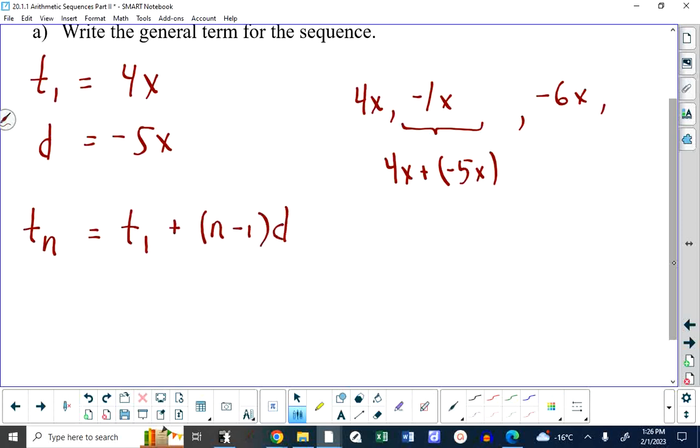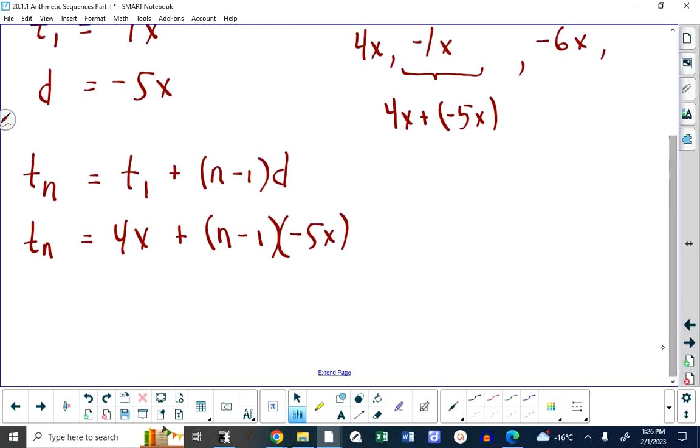Let's load in the parameters that are right here. Now there's a slight difference here. The parameters aren't numbers anymore, but they're still parameters. So I'm going to put in for t1 4x, and for the common difference, negative 5x. Notice that I put that negative 5x in brackets. Again, everybody, you have to do this pair of multiplications in order to proceed.